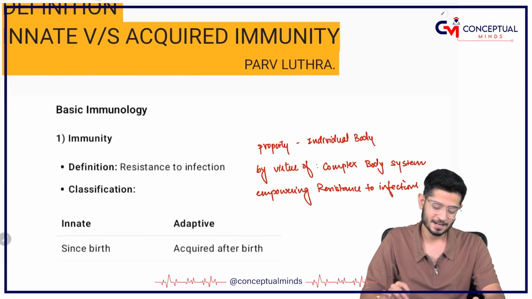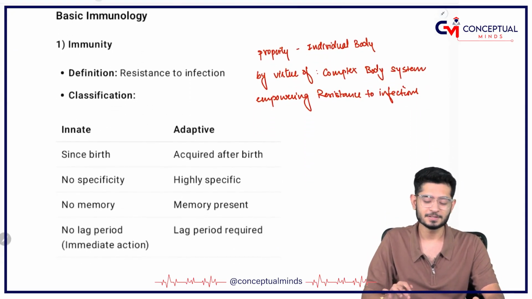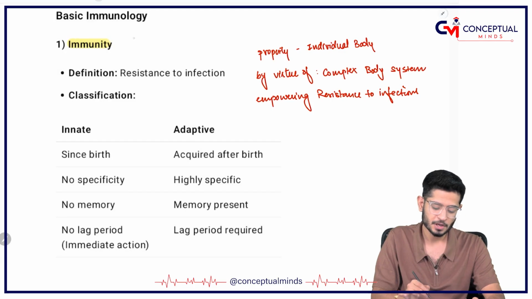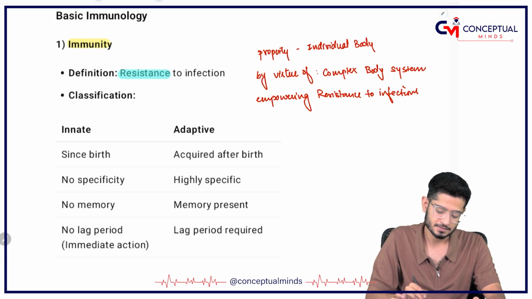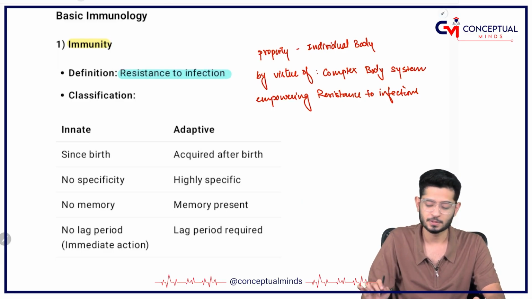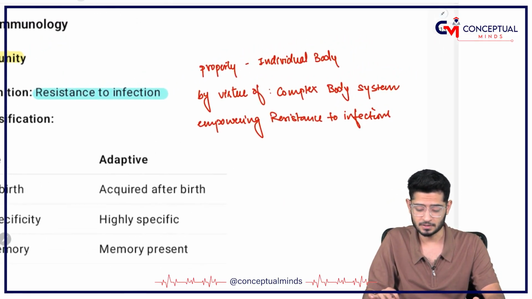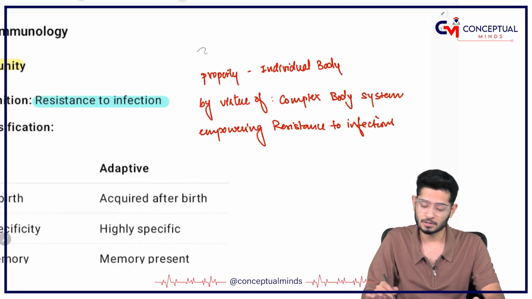Alright, so let's start with immunity first. So what is the definition of immunity? If you want just a one-line definition, immunity is the resistance to infection, right? So it is the resistance to infection. But my dear friends, this is not the complete definition.